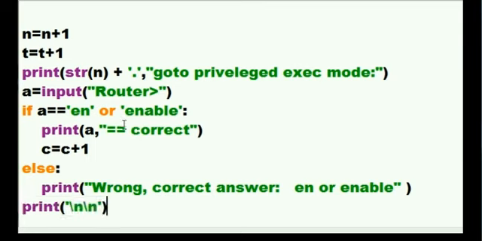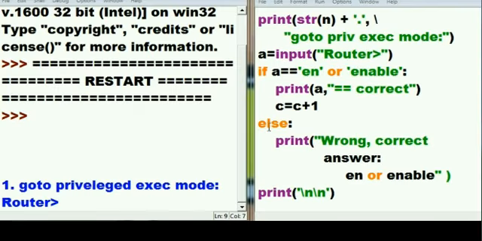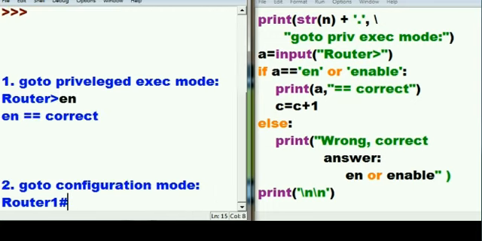So let's run our program now and see what happens. I'll click on Run and then Run Module. So I run the program, and it prints out a couple of blank lines and then says go to privileged exec mode. I have a router prompt here, so I key in EN. I hit enter. It says EN equals correct.